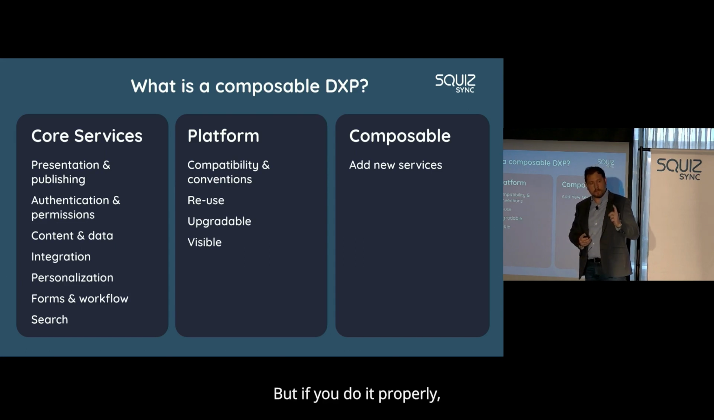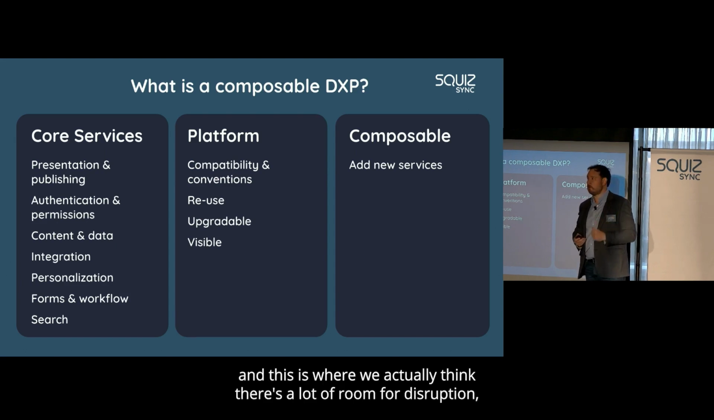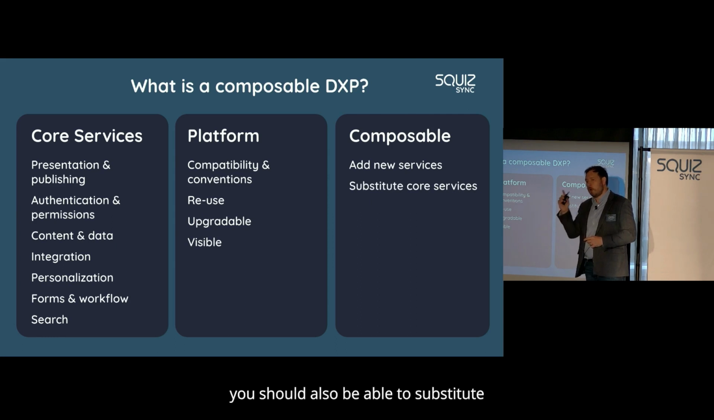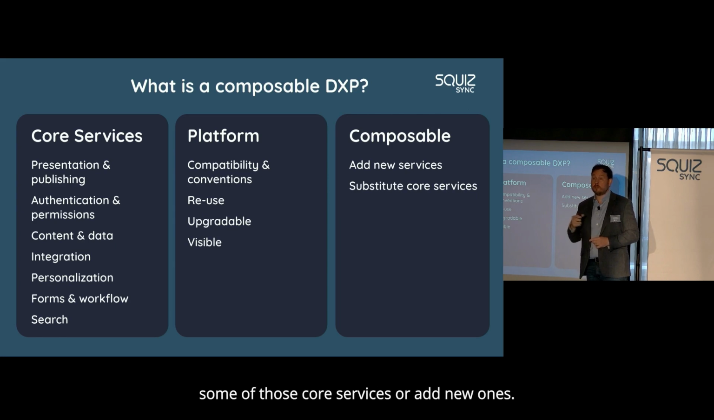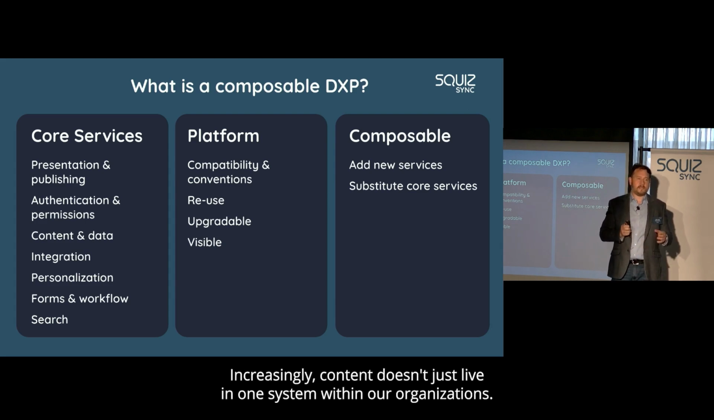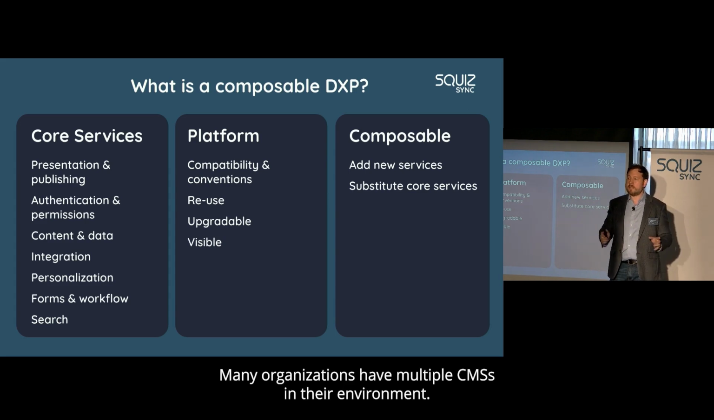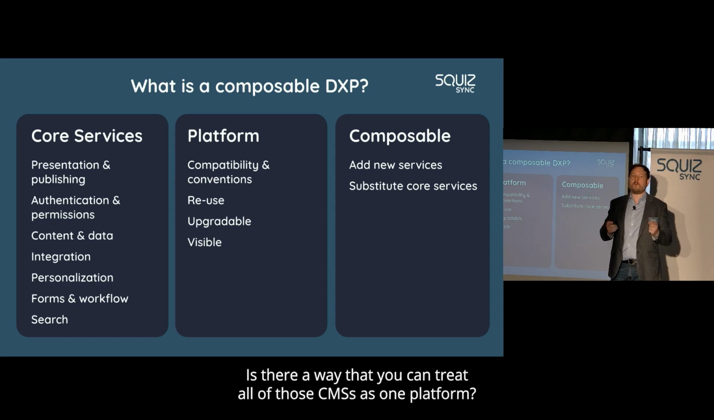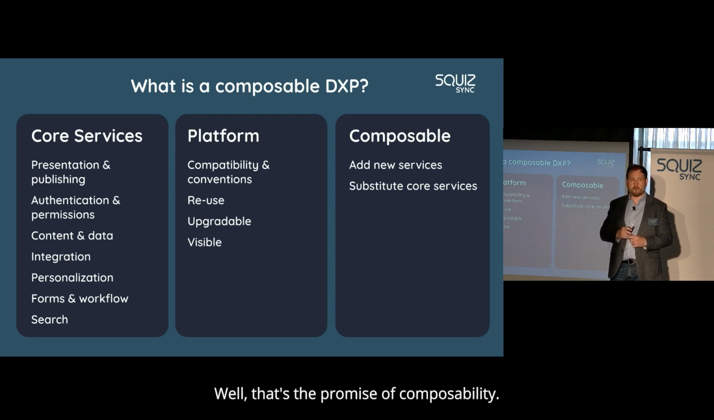But if you do it properly, and this is where we actually think there's a lot of room for disruption, you should also be able to substitute some of those core services or add new ones. Okay, what on earth do I mean by that? Take content, for example. Increasingly, content doesn't just live in one system within our organisations. Many organisations have multiple CMSs in their environment. Is there a way that you can treat all of those CMSs as one platform? Well, that's the promise of composability.